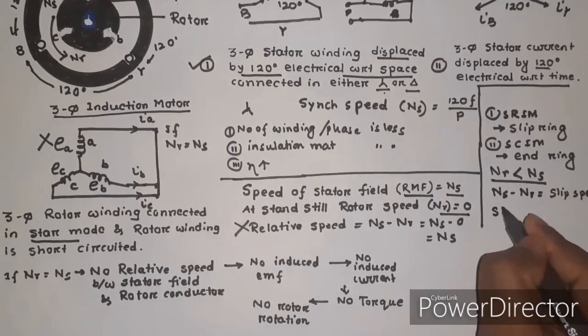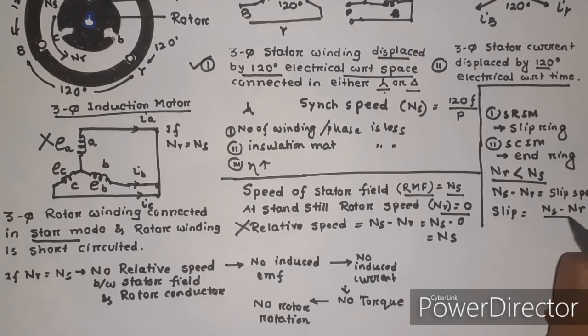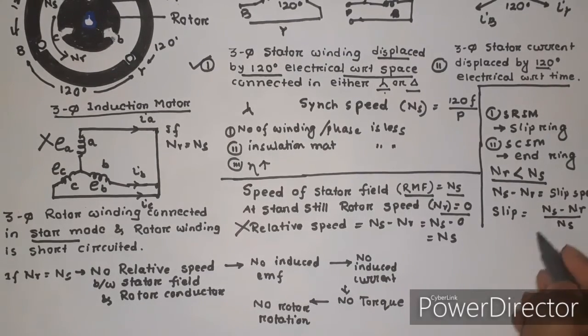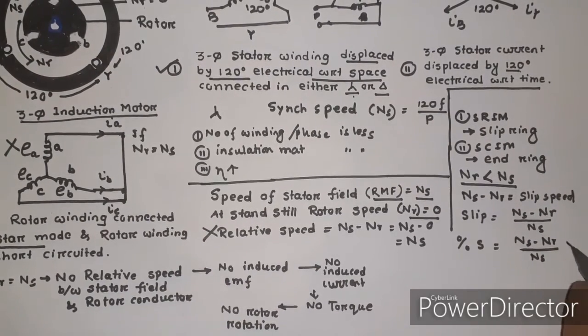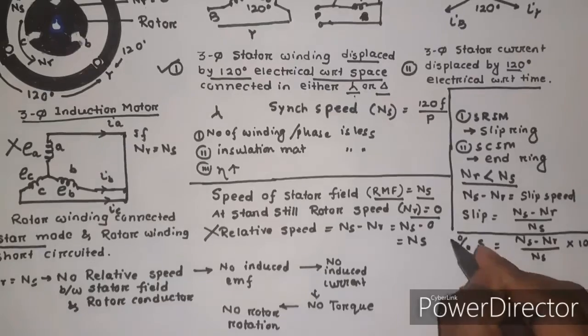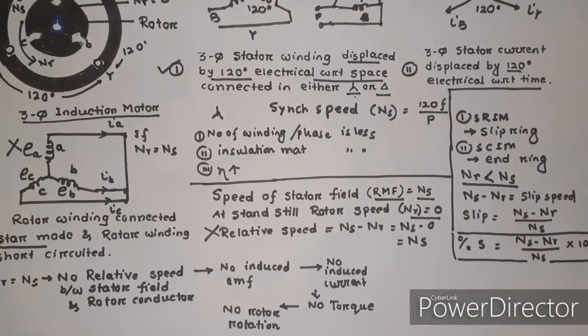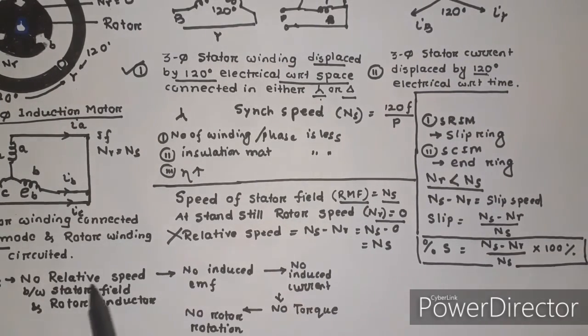And slip is given by ns minus nr divided by ns, and percentage slip is given by ns minus nr divided by ns, multiplied by 100%. You should remember this formula. This is the operating principle of the three-phase induction motor, how the rotor rotates. Thank you once again.